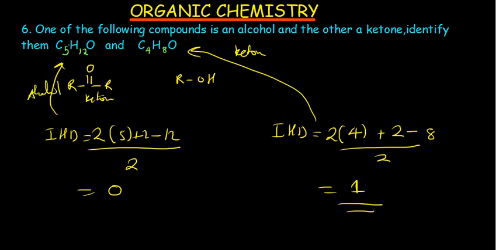So the index of hydrogen deficiency, which is called IHD, is used to identify whether a compound is going to have a double bond, a single bond, a triple bond, or is going to have a ring. So we can use it to identify compounds by looking at the formula, because the formula doesn't really tell us how the bonds are going to be.